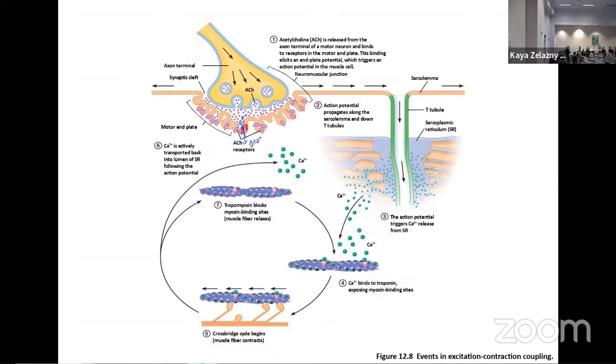Lots of sodium moves. So that caused our end plate potential, which was basically a graded potential, so like a little potential, not a full action potential, but a bit of depolarization. So that was the EPP in here. But eventually that builds up and we get an action potential on the sarcolemma.